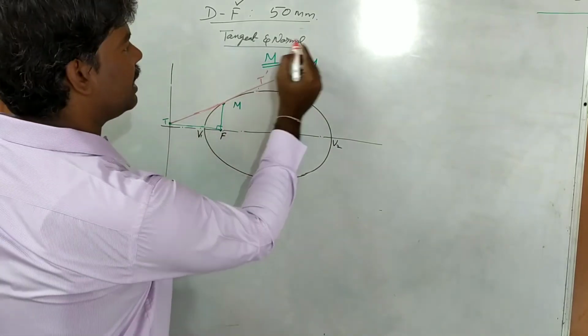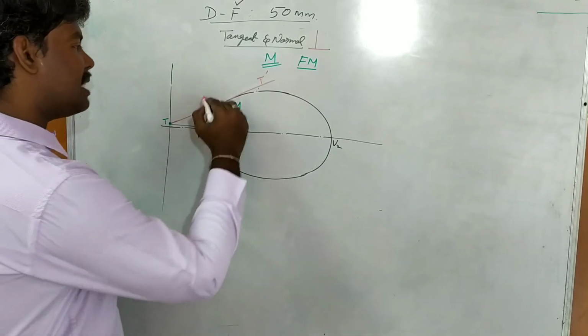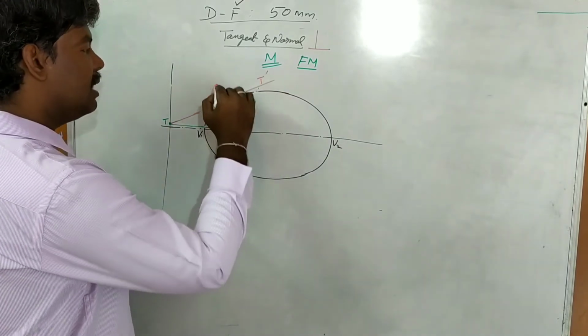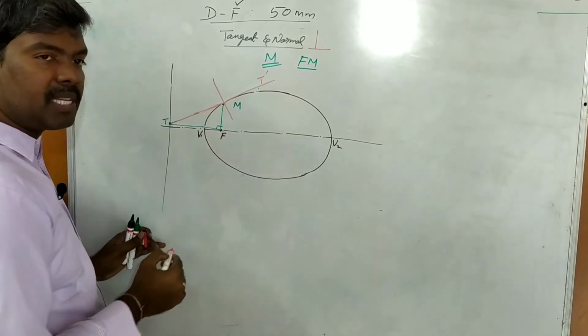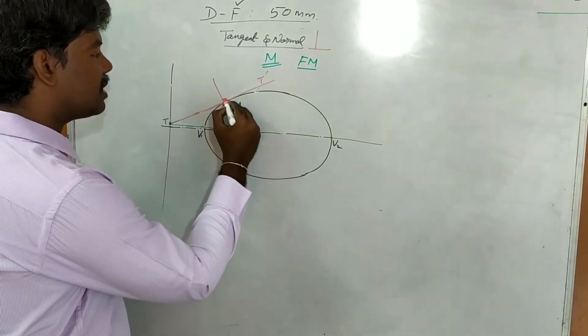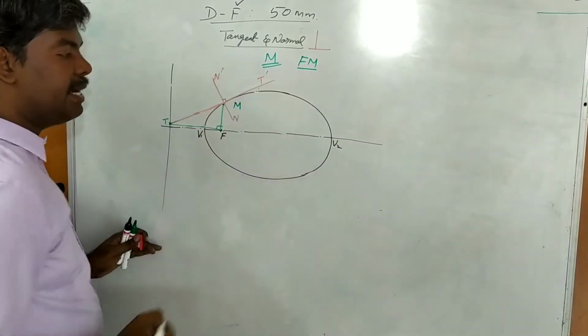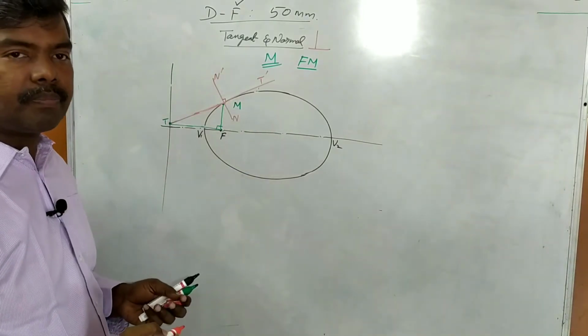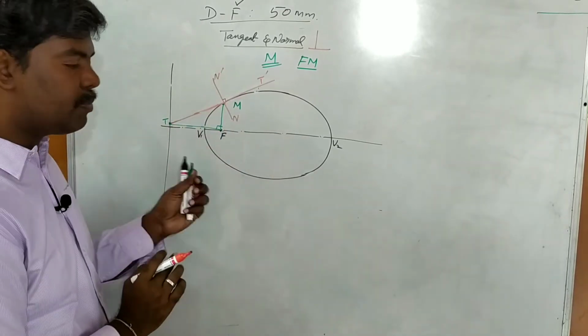After that, you know well that tangent and normal are always perpendicular to each other. Therefore, place the drafter scale coincident with TT dash. Then by using another scale, you draw one perpendicular line passing through the same letter M. That is called normal. Let us consider N dash. It is called normal. Clear? So tangent and normal, that is the procedure.